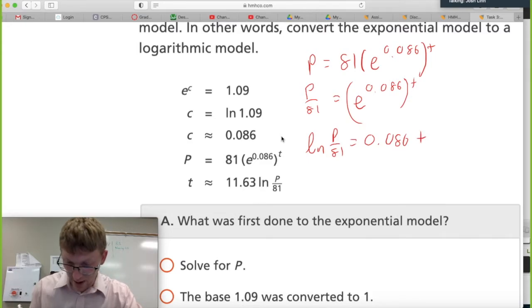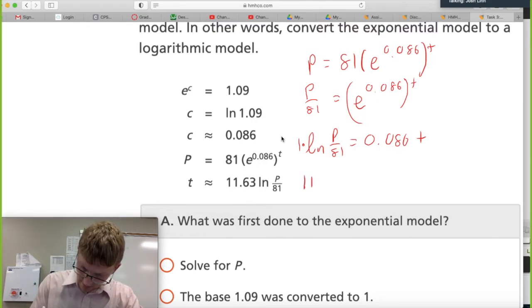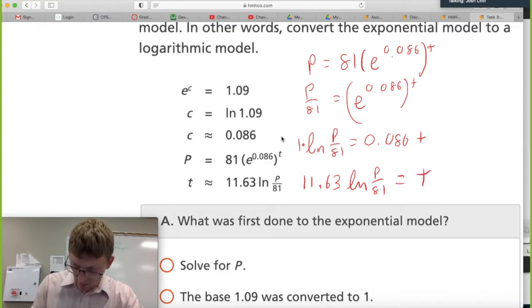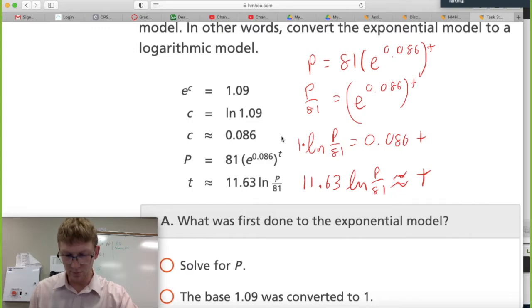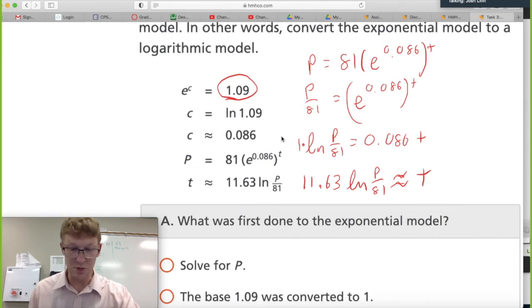So then we would divide by 0.086. So there is an implied 1 right here. So if you shove into your calculator 1 divided by 0.086, then you are going to get this 11.63 natural log of p over 81 equals t, approximately equals t. So that's just a little bit of trickery that they did, this changing 1.09 into an e, because we knew we were going to have to use the natural log.